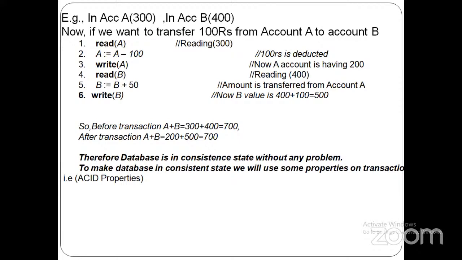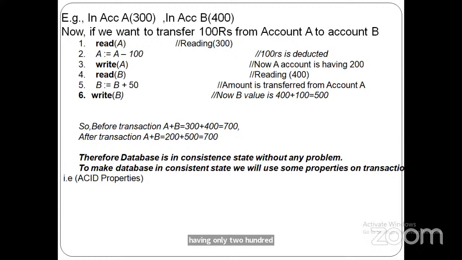Read A. How to read A? In A we have 300. After I give the read A command, it is going to read the 300. Next, what is my intention? I want to transfer 100 rupees. So A equal to A minus 100. Why? Because I want to transfer 100 rupees to the B account. After this second step, 100 rupees is deducted. Next, coming to the third one, now account A is decreased to 200 rupees. Why? After giving the command A equal to A minus 100, it deducts 100 from account A. Now account A has only 200 rupees.